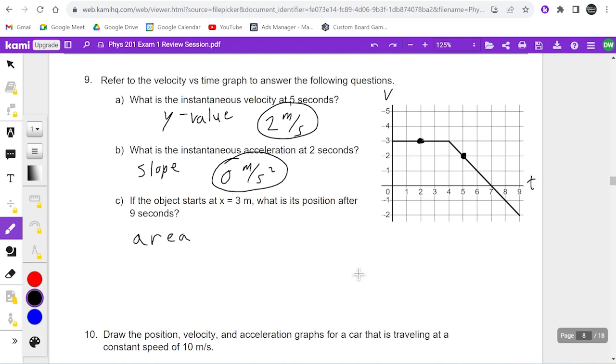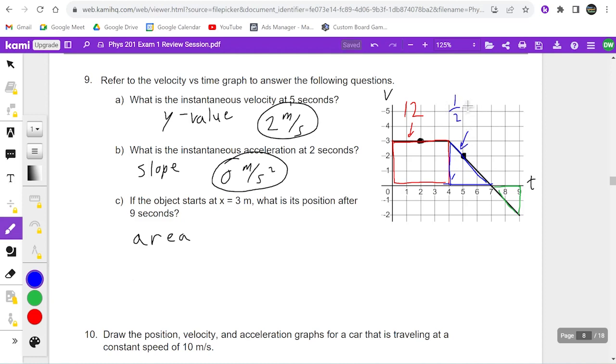Okay, so now we got to find the area here. My recommendation, break it up into shapes. I got a rectangle over here in red. I got a triangle here in blue. And then I have another triangle down here for the last little bit. So first for the red, hopefully you know the area of a rectangle. It's base times height. So 4 times 3, which is 12.